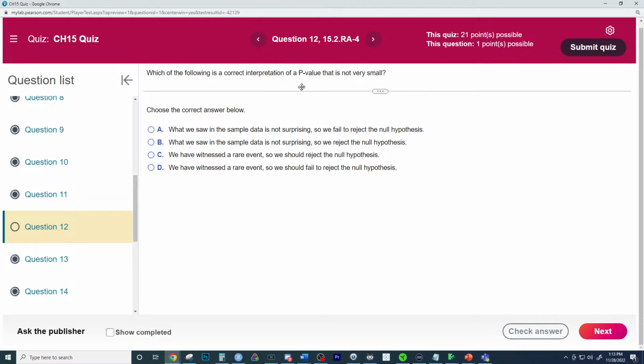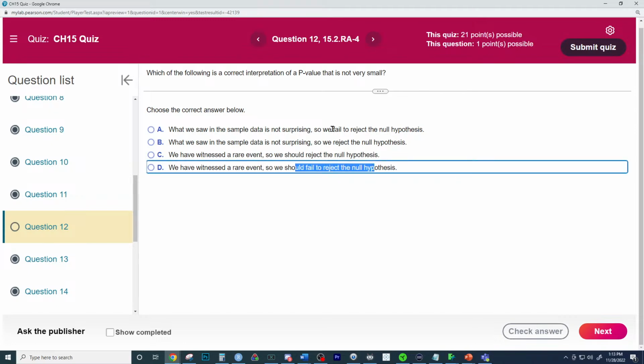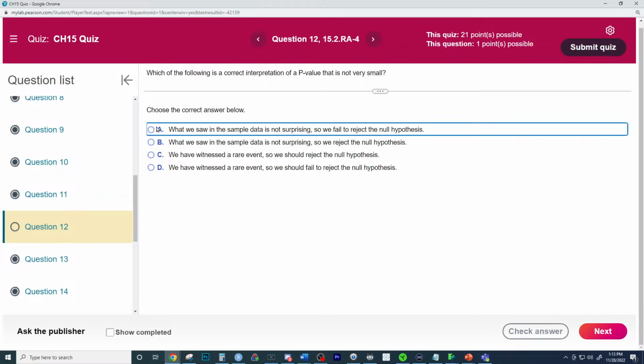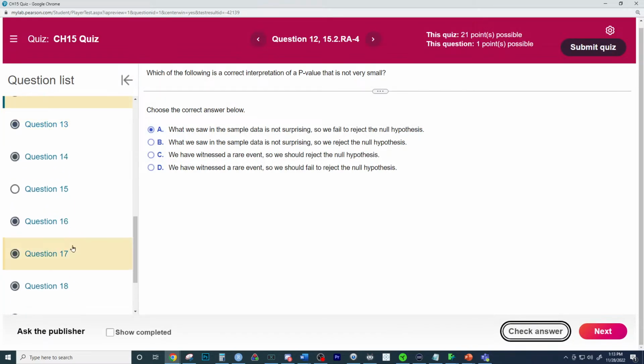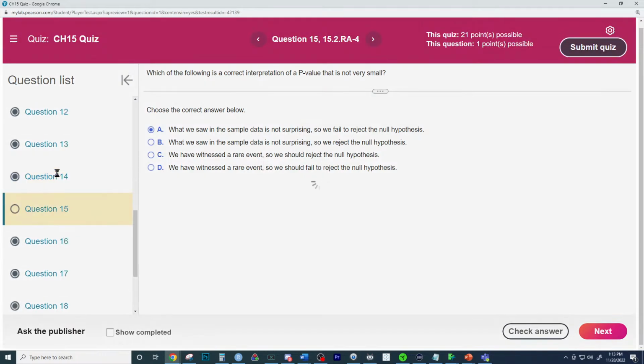Which of the following is a correct interpretation of a p-value that is not very small? That means it was high enough that our results are possible given the null is true. We should reject, or we should fail to reject. So it's only between these two. What we saw in the sample data was not surprising, so we should fail to reject because what we saw was likely. Oh my gosh, did we almost do everything?